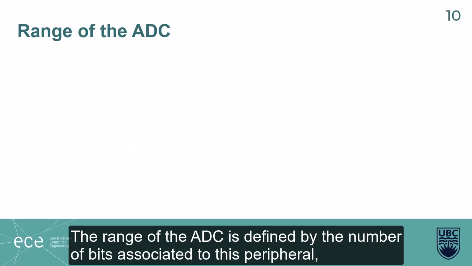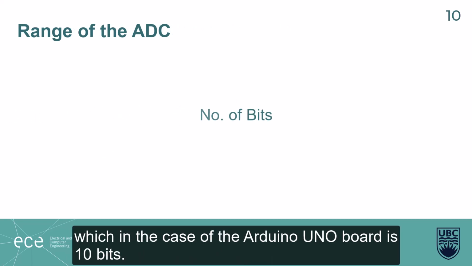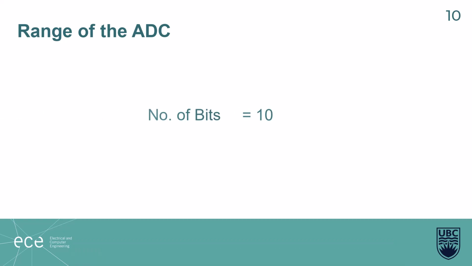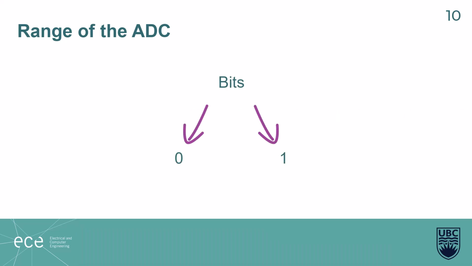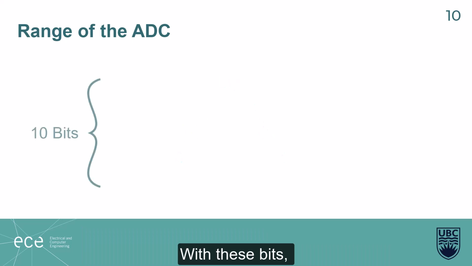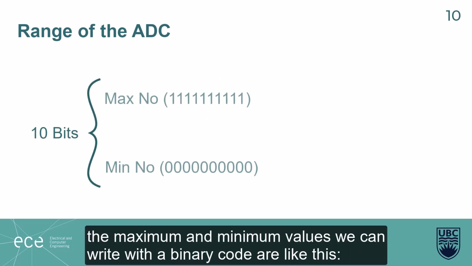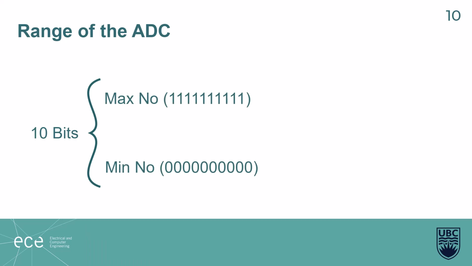The range of the ADC is defined by the number of bits associated with this peripheral, which in the case of the Arduino Uno board is 10 bits. These bits can be either 0 or 1, and that is why they are called binary. With these bits, the maximum and minimum values we can write with a binary code are like this.